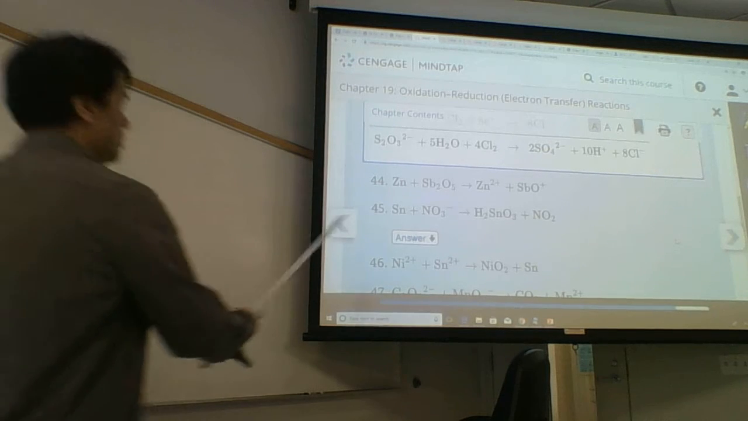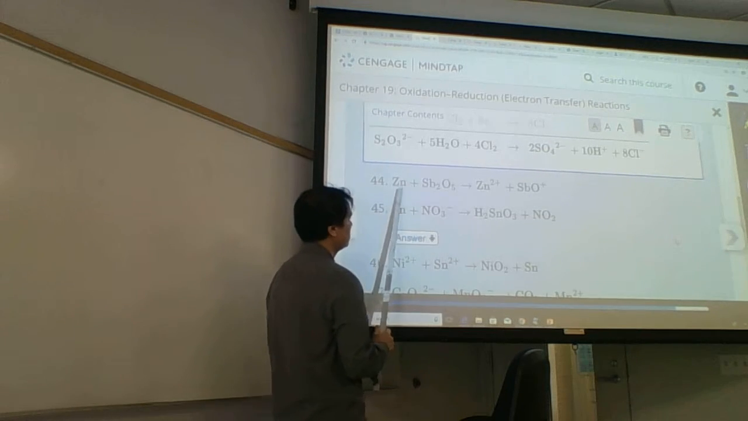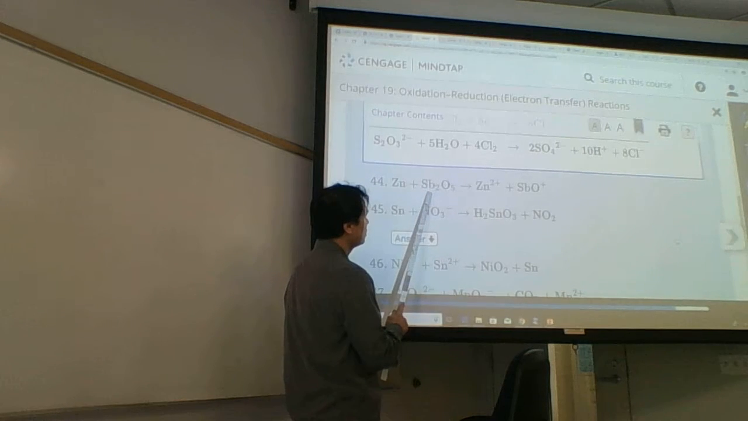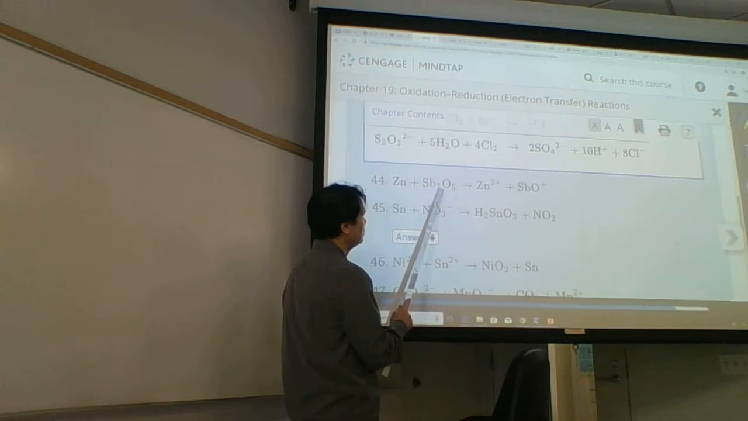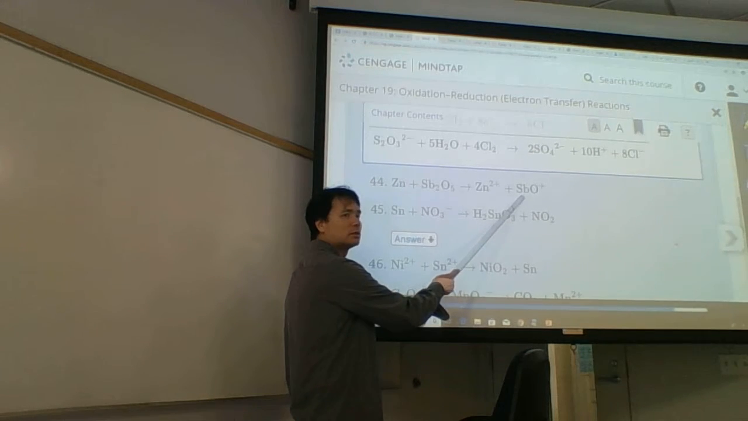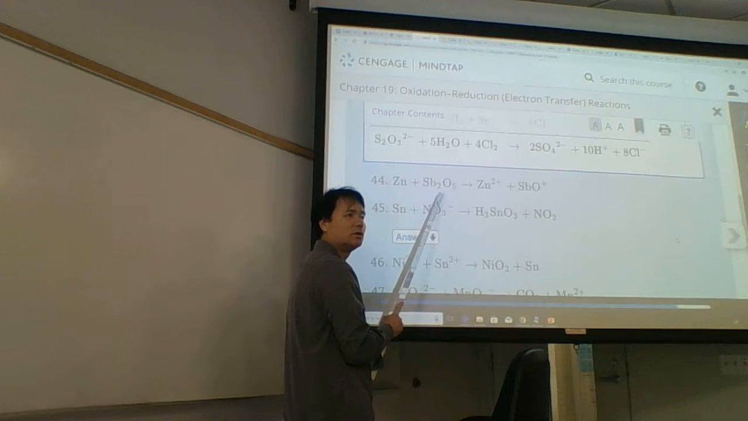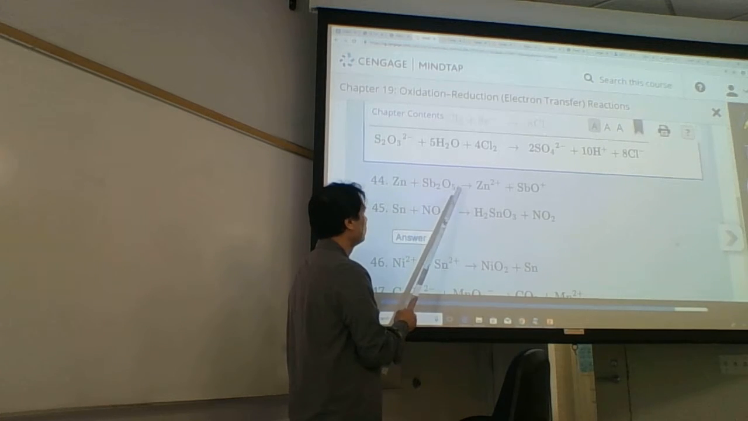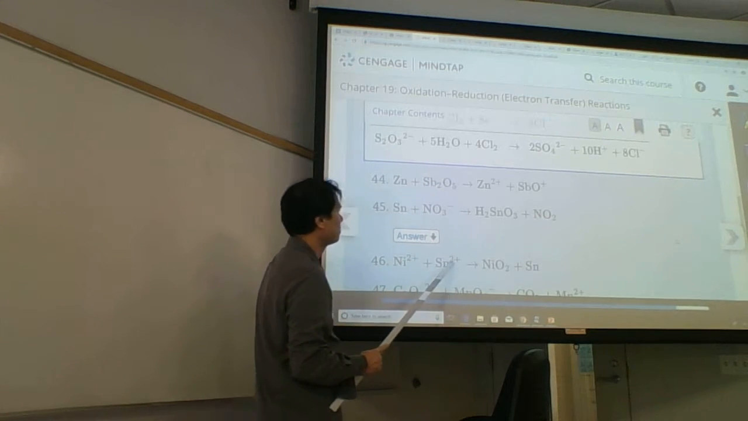Zinc goes to Zn2+, that's on the chart. Zinc goes to Zn2+ plus 2 electrons. We just copy it off the chart. This is not on the chart. This is Sb2O5 goes to SbO+, not on the chart. So we'd have to use the same method of balancing.